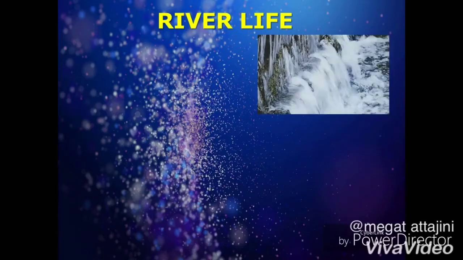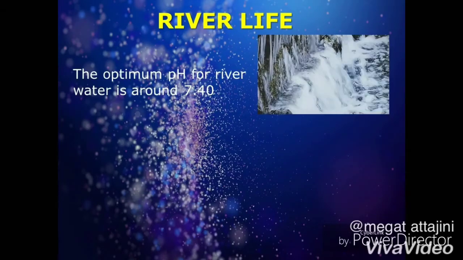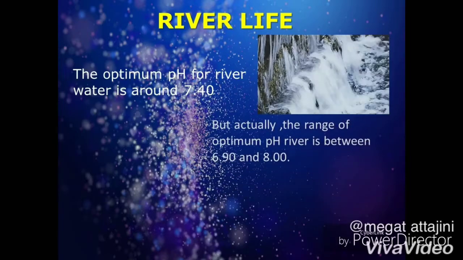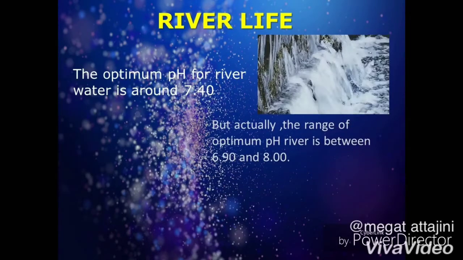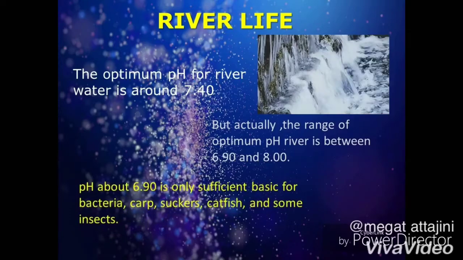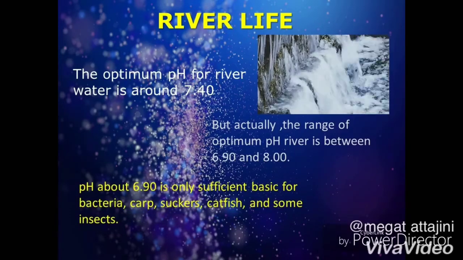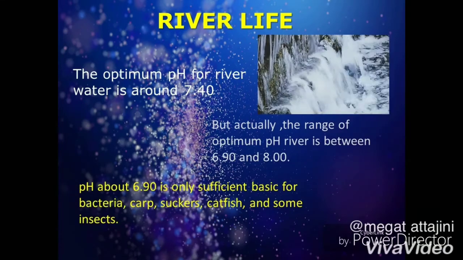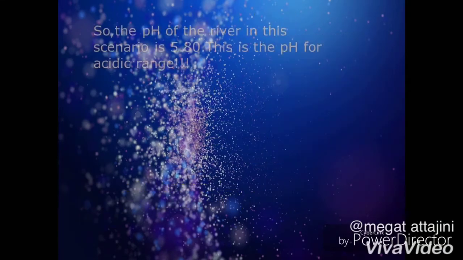River life. The optimum pH for river water is around 7.40, but actually the range of optimum pH for a river is between 6.90 and 8.00. A pH below 6.90 is only sufficiently basic for bacteria, carp suckers, catfish, and some insects. So, the pH of the river in this scenario is 5.80. It is in the acidic range.